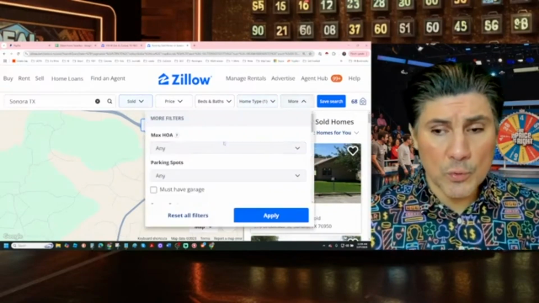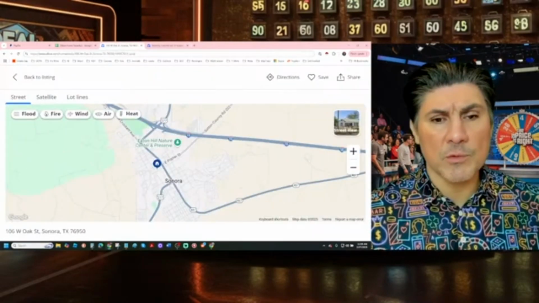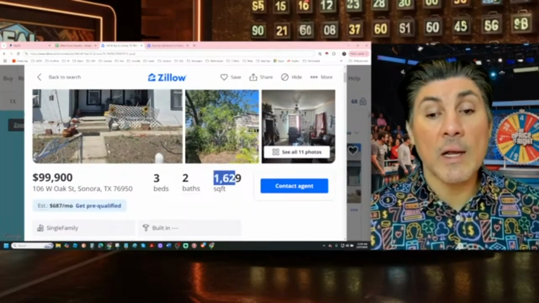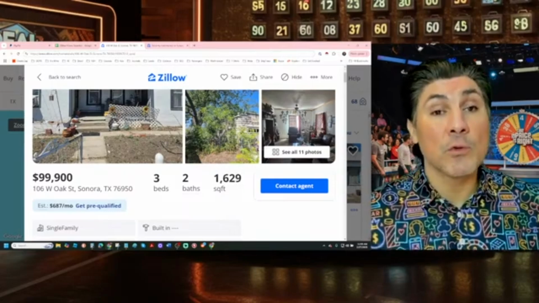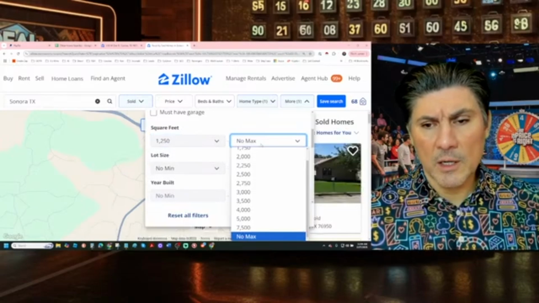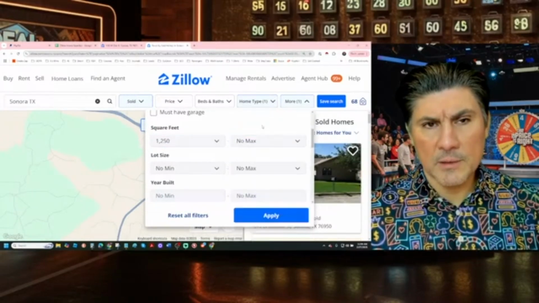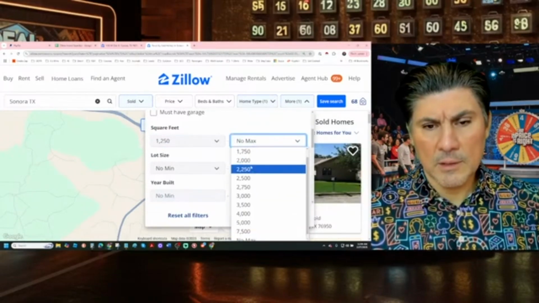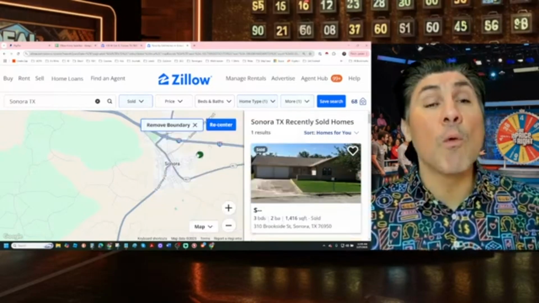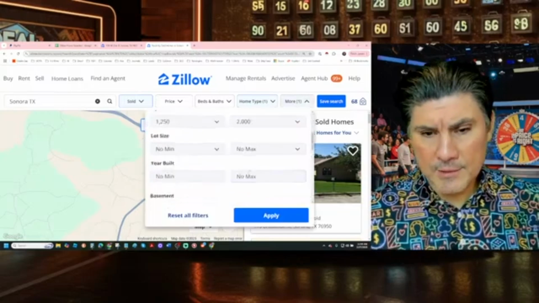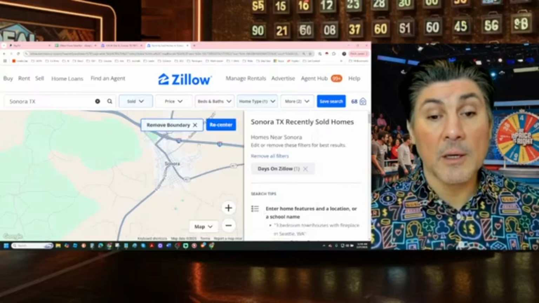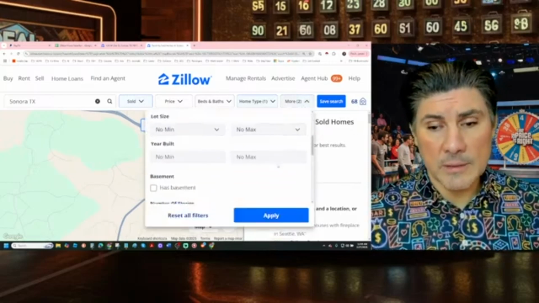And then I'm going to go to the square footage. What was the square footage of this property? 1629. Remember, we can go 20% up and 20% down. So I'm going to go down to about 1250, and I'm going to go as high as 2000. Okay, apply. Now we've got one sale in the last, let's see, in the last 14 days. Apply. Okay, no sales in the last 14 days.